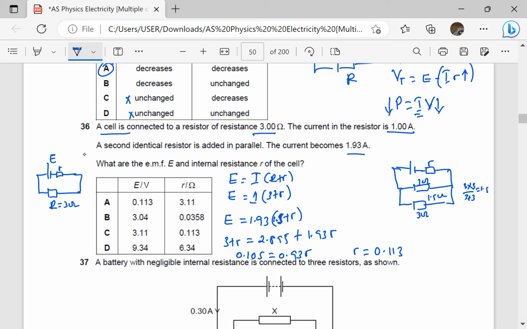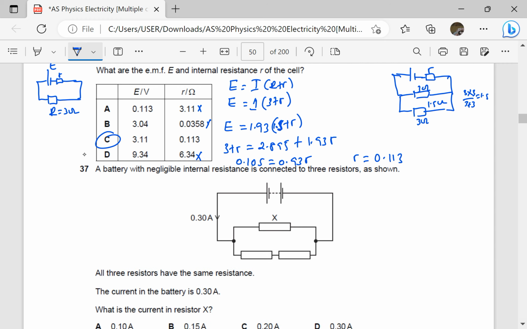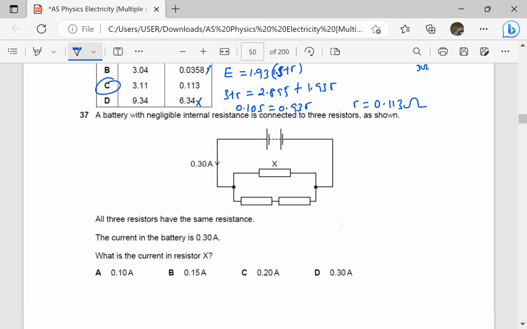So this is wrong, this is wrong, this is wrong, which makes our answer C. Without even testing EMF, the answer is going to be C because small r is equal to that.